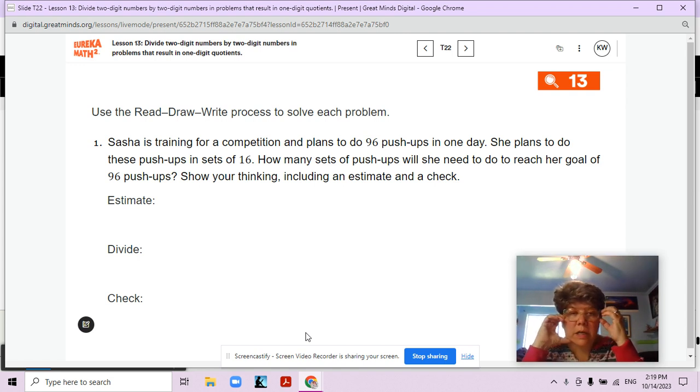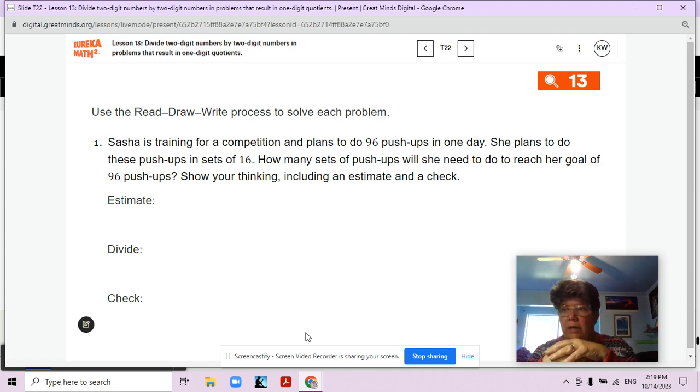Sasha is training for a competition and plans to do 96 push-ups in one day. She plans to do these push-ups in sets of 16. How many sets of push-ups will she need to reach her goal of 96 push-ups? Show your thinking, including an estimate and a check.